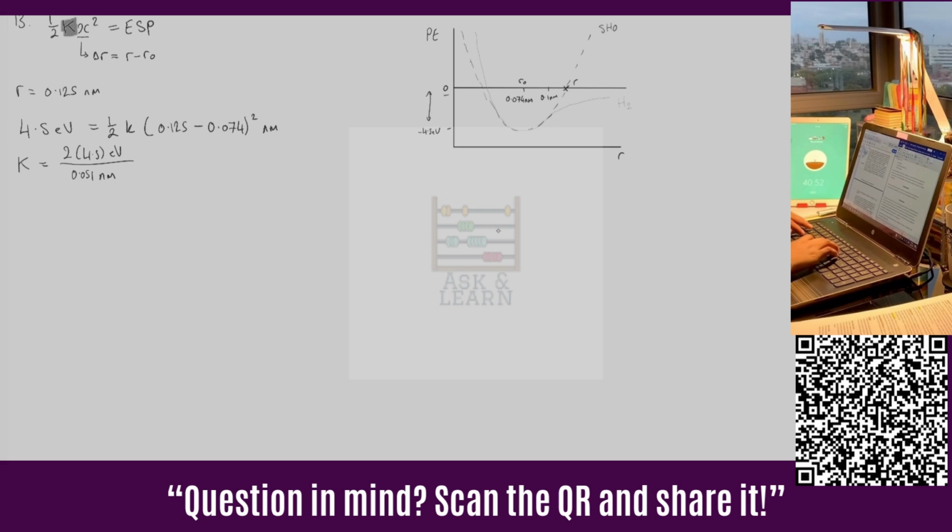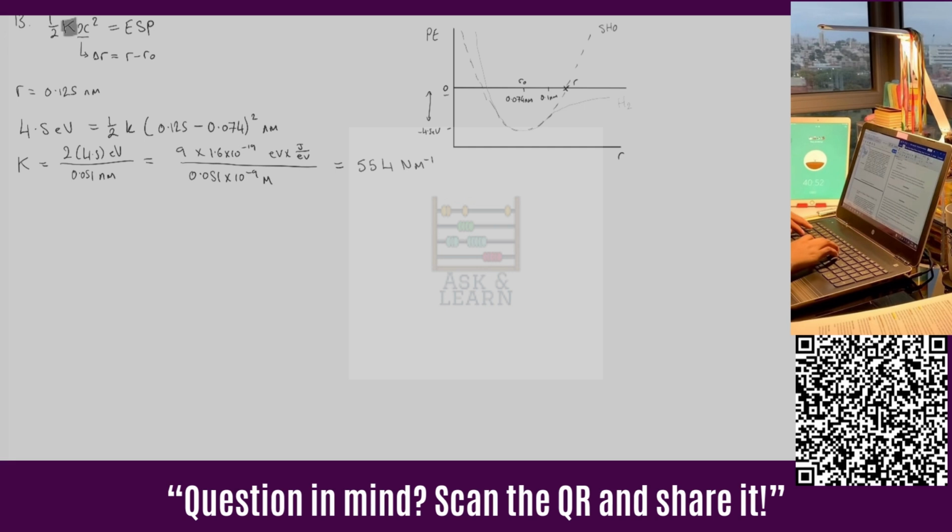I mean, we would like to write nanometers in terms of meters. So this becomes 9 times 1.6 times 10 to the minus 19, eV times joules per eV, because there are 1.6 times 10 to the minus 19 joules per electron volt. And then we get 0.051 times 10 to the minus 9 meters. That's the same as 0.051 nanometers. And once we compute this, we get roughly 554 newtons per meter.